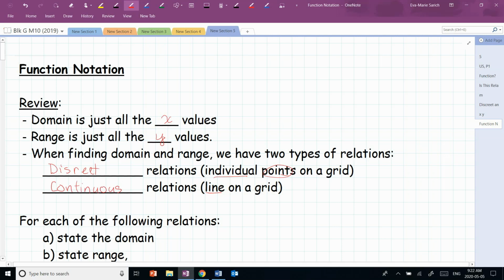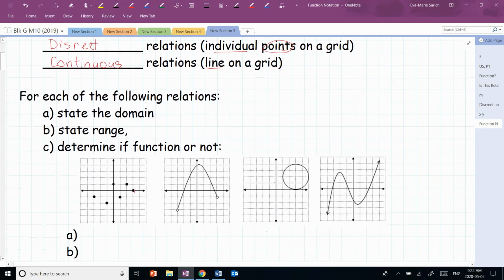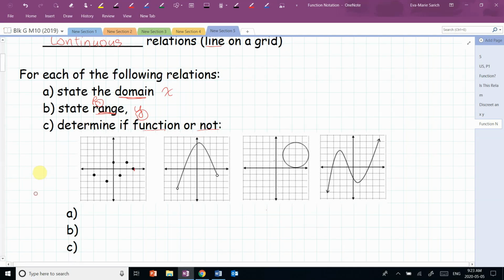Okay. Now, we're going to do a couple of examples. For each of the following relations, we want to state the domain. Remember, domain is x, and we want to state the range, which is y. Remember, I said the tail hangs down on the r and on the y to remind us which is which. And then we're just going to determine if it is a function or not. That's just a yes or no. Remember, use your vertical line test for that.